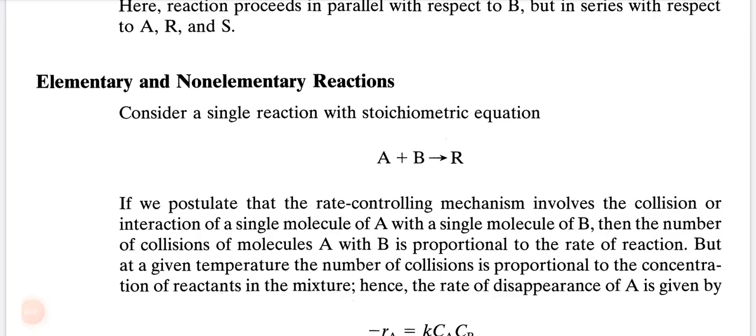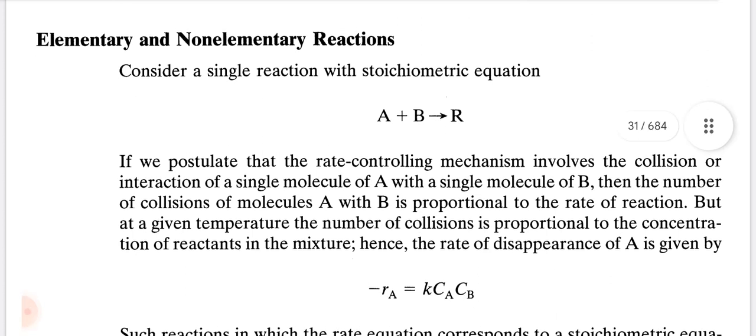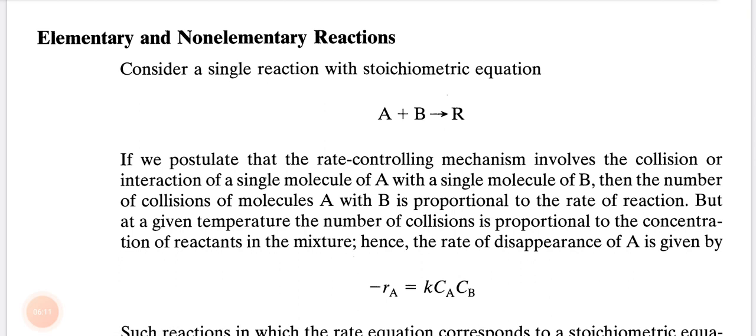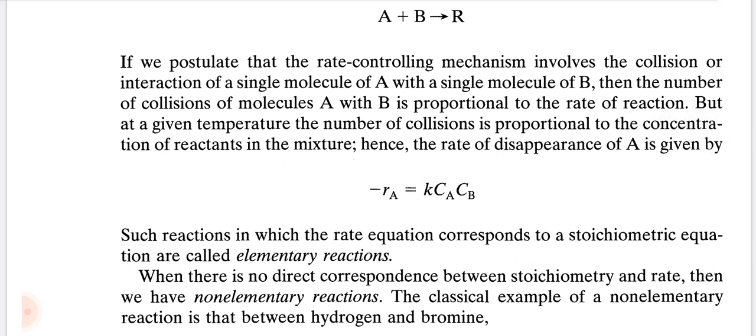Elementary and non-elementary reactions. Consider a single reaction with stoichiometric equation A + B gives R. If we postulate that the rate controlling mechanism involves the collision or interaction of a single molecule of A with a single molecule of B, the number of collisions of molecules A with B is proportional to the rate of reaction. But at a given temperature, the number of collisions is proportional to the concentration of reactants in the mixture. Hence, the rate of disappearance of A is given by -rA = k CA CB.